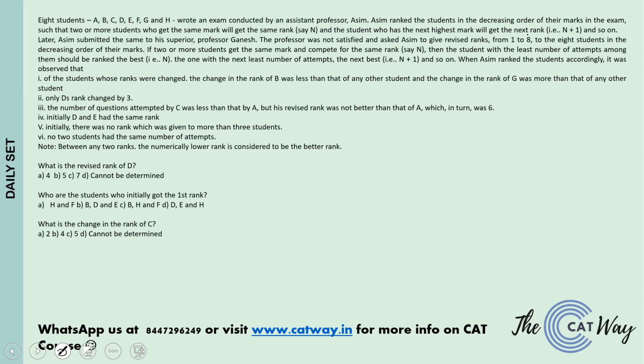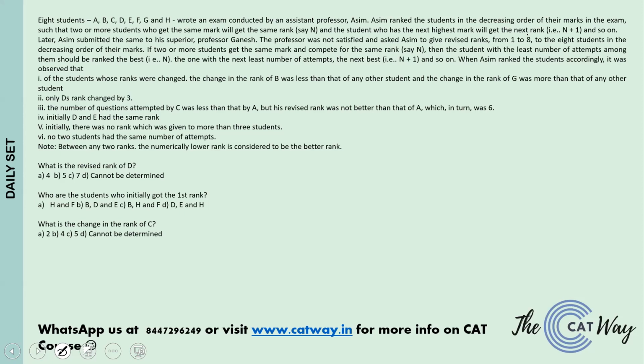following points have been given, that of the students whose ranks were changed, the change in the rank of B was less than that of any other student, and the change in rank of G was more than that of any other student. Only D's rank changed by 3. The number of questions attempted by C was less than that by A, but his revised rank was not better than that of A, which in turn was 6. Initially, D and E had the same rank, and initially there was no rank which was given to more than 3 students. Then no 2 students had the same number of attempts, and between any 2 ranks, numerically lower is considered to be the better rank.